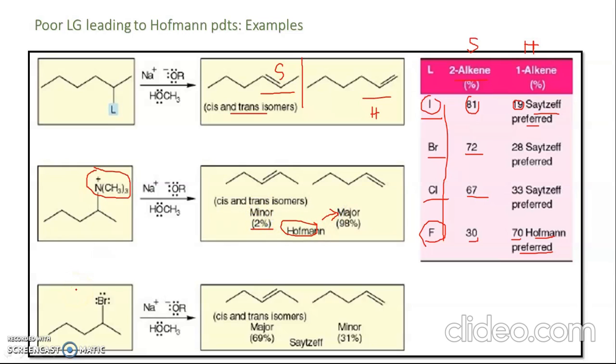Now the third example, if you see, the leaving group is not poor, it is a very good leaving group. So that is the reason now we are getting Saytzeff as the major and Hofmann as the minor, that is the terminal alkene. So I hope it is clear from all these examples how a poor leaving group leads to the Hofmann products. So this is the first condition where you will get Hofmann products in case of E2, that is, your leaving group is very poor.